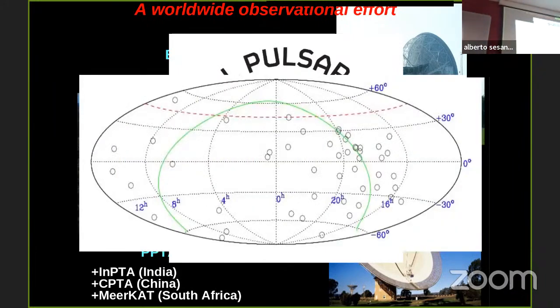But we try at least to share data, to build a common data set, because by stacking together our data sets, we get more sensitive to this type of signal. This is just to give you an idea of the location of the 49 pulsars that were in the first International Pulsar Timing Array data set.